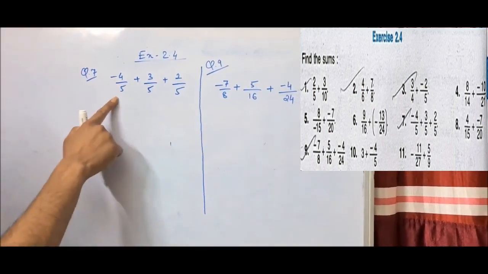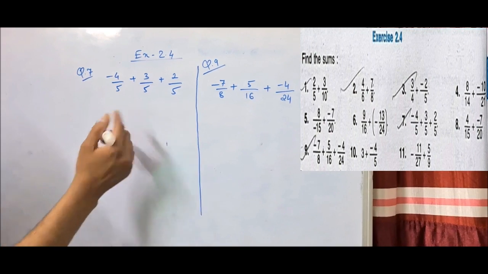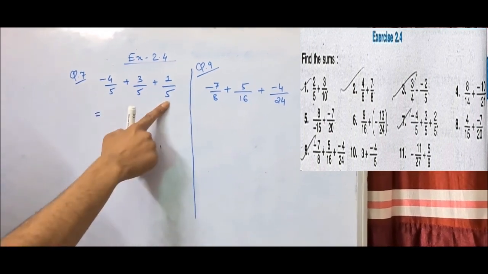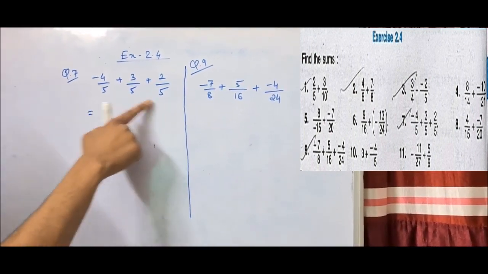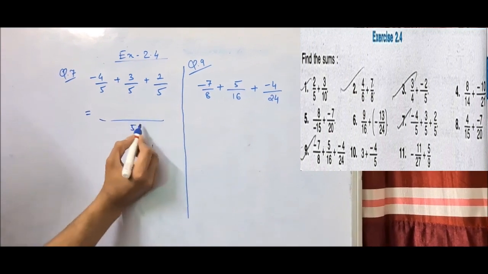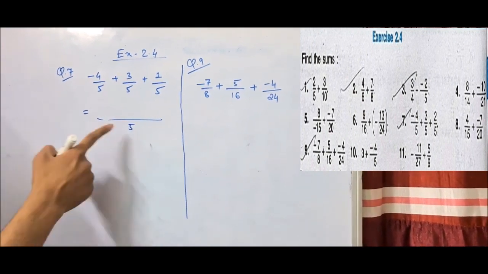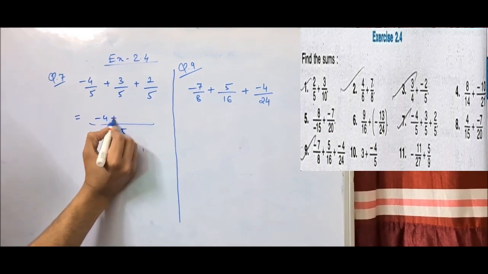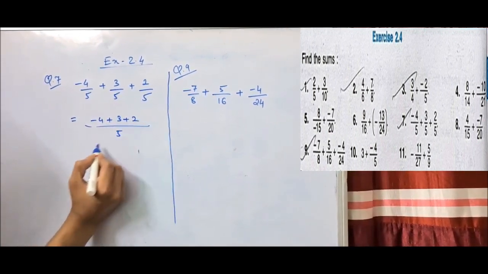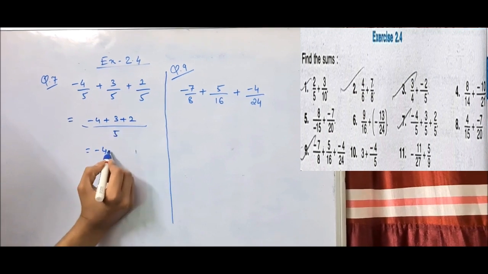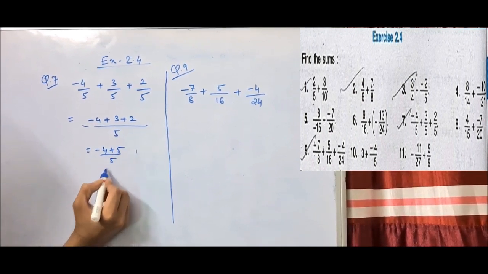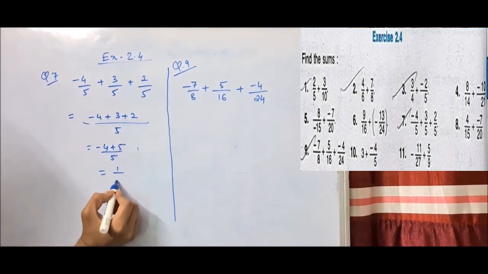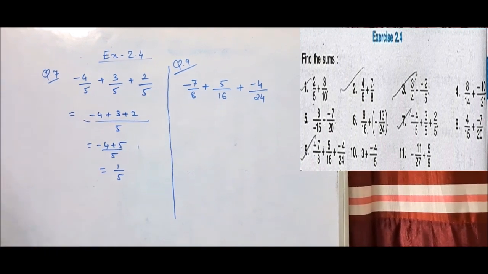Question number 7, you can see that you need to find the sum of these three rational numbers. Here the things are very easy. Why? Because all the denominators are the same and you can take their common denominator as 5. In this case, directly write down the numerators which are given to you. Minus 4 plus 3 plus 2. Now, what is 3 plus 2? 3 plus 2 is 5. And what is 5 minus 4? 1. So you can see such an easy way.